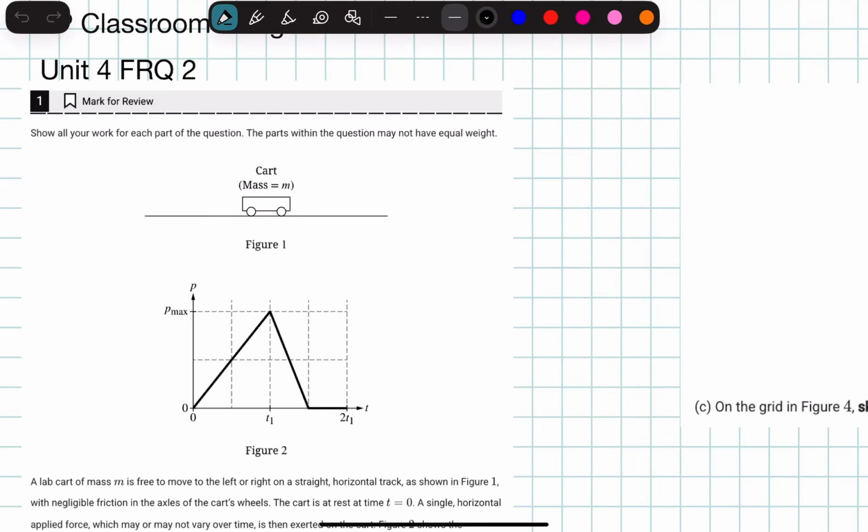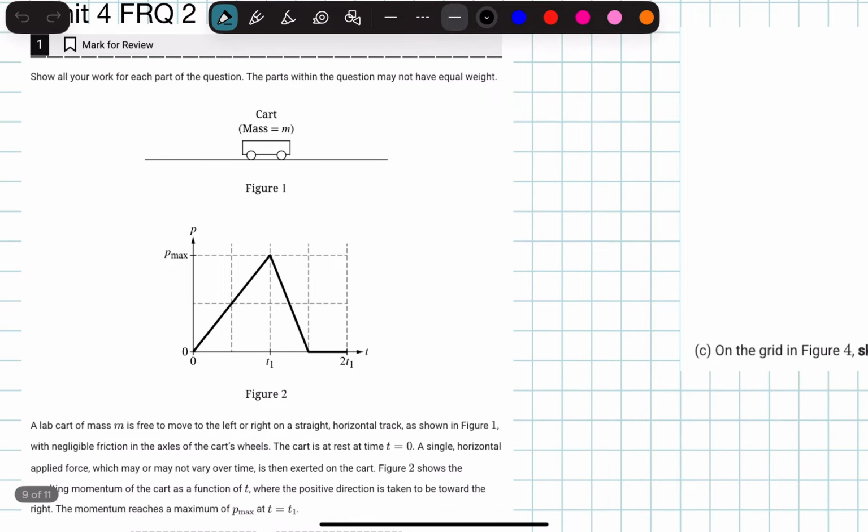In this video, we're going to be tackling a Unit 4 AP Physics 1 FRQ. Show all your work for each part of this question. The parts within the question may not have equal weight.